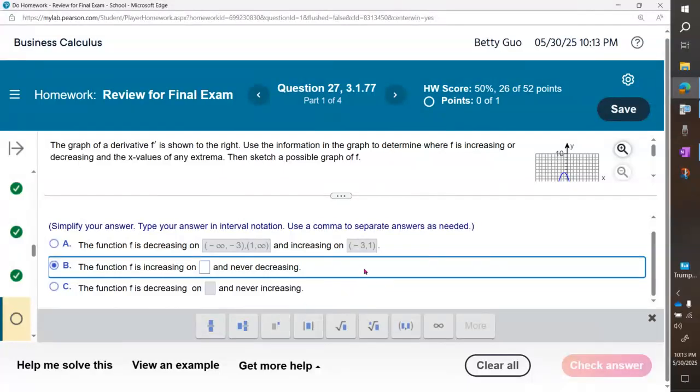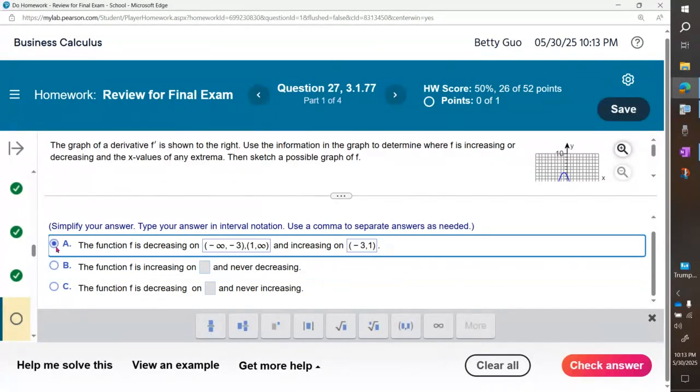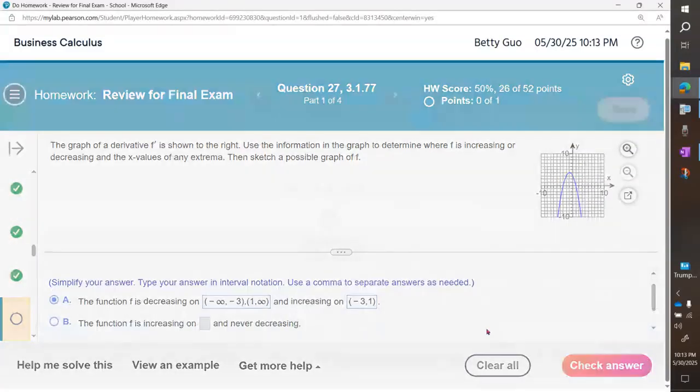Also, I mentioned in the last video, sometimes you are not careful. You finish this, and then you accidentally click somewhere else and actually choose another answer. Try not to let that happen. Make sure you want to choose A and A is chosen. Let me double check: decreasing, increasing, and decreasing.